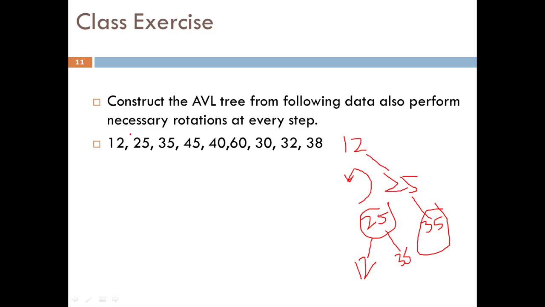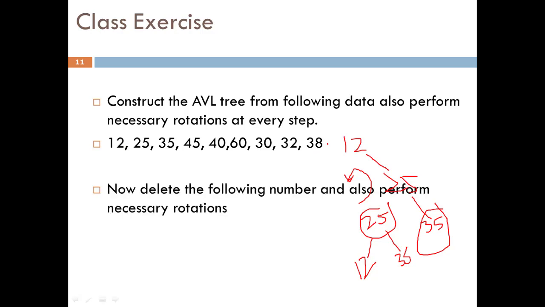So all we need to do is create an AVL tree for these values and perform the necessary rotations where we need them. Now we want to delete the following numbers and also perform the necessary rotations. Once we have constructed the tree, we will perform the deletion. First we need to delete node 30, wherever it will be, and after deleting we will see which rotations need to be performed, and once done we will perform the deletion of the 60. Okay, so these are the two values to be deleted.